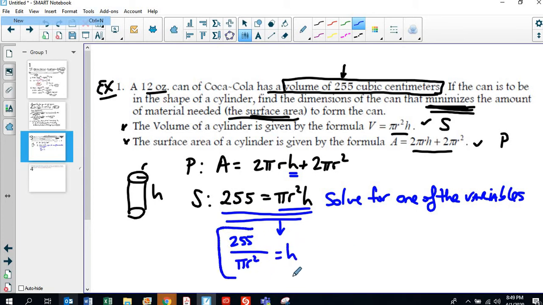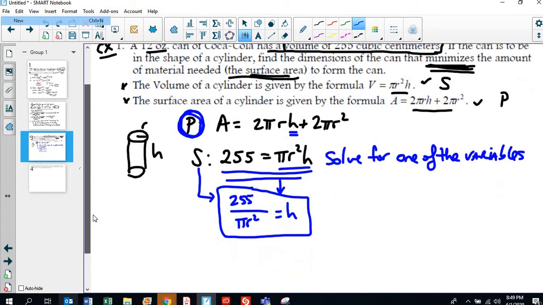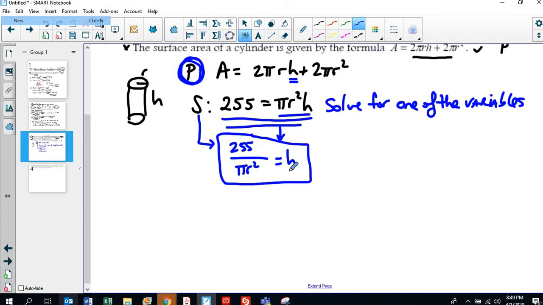Okay? So this is the relationship that our secondary equation gives us that allows us to simplify our primary objective function. Okay? So what we're going to do is substitute now this variable h.